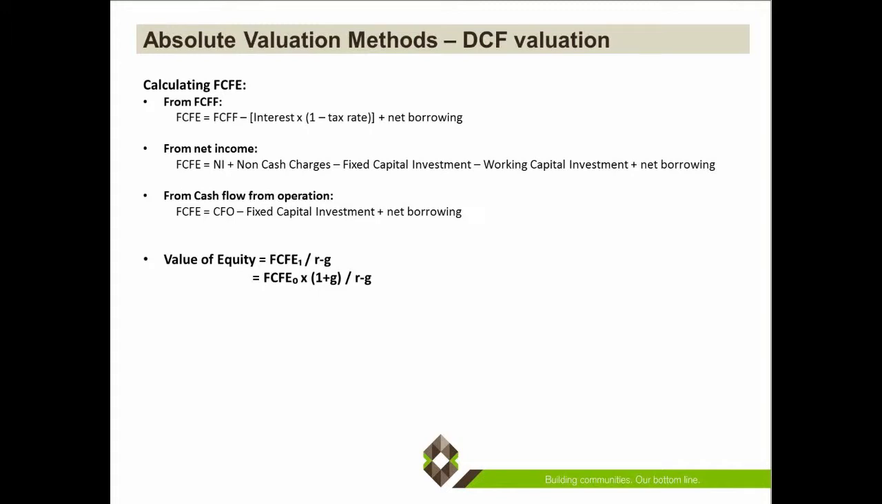So the value of equity is your free cash flow to equity in the following year divided by your required return minus your growth rate. We will not go into too much detail in terms of absolute valuation models because we need a lot of time to go through the methodology and the formulas to calculate these models. I would rather like to spend some time on relative valuation models.